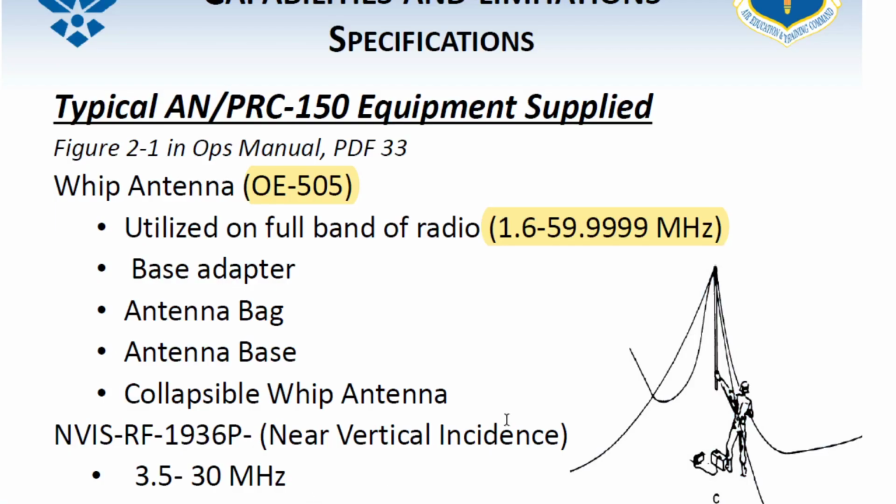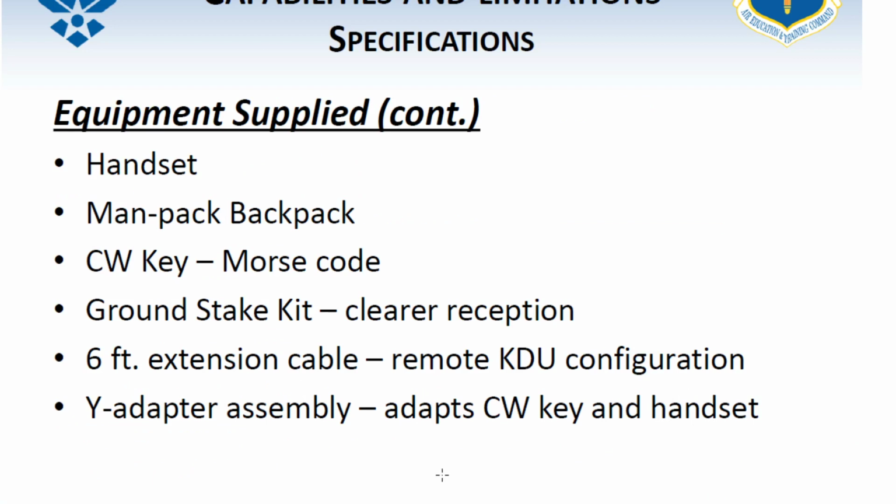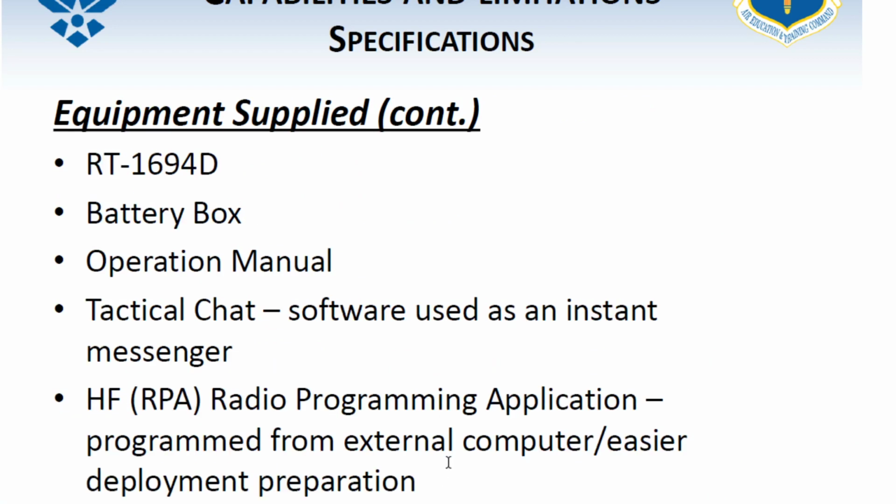And it is also in your Figure 2-1. But it's also in your TO. Yeah, so if you memorize it, that's great, but you can find it. So, gee whiz sort of thing. Yeah, just gee whiz. Continuing on with what comes with this radio when you purchase, you get a handset.